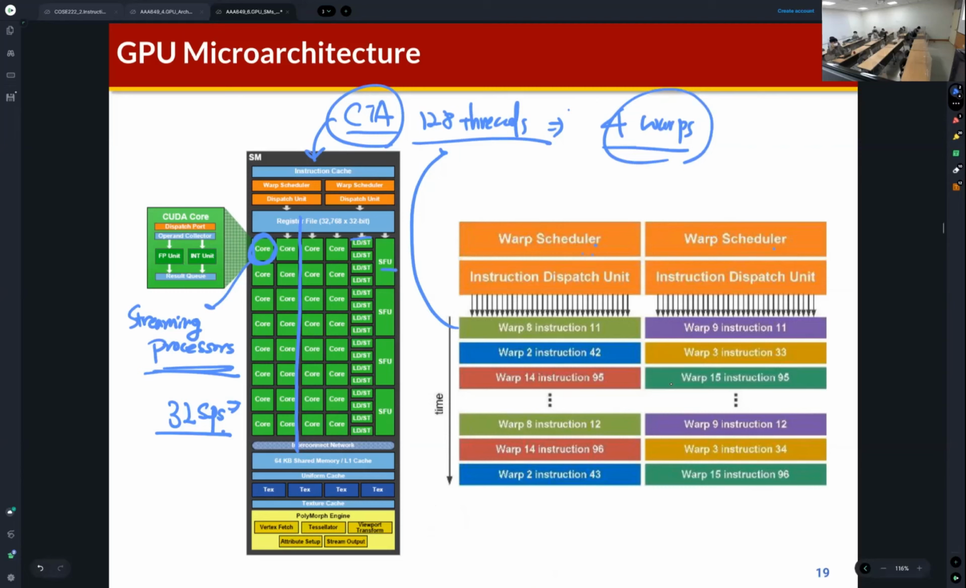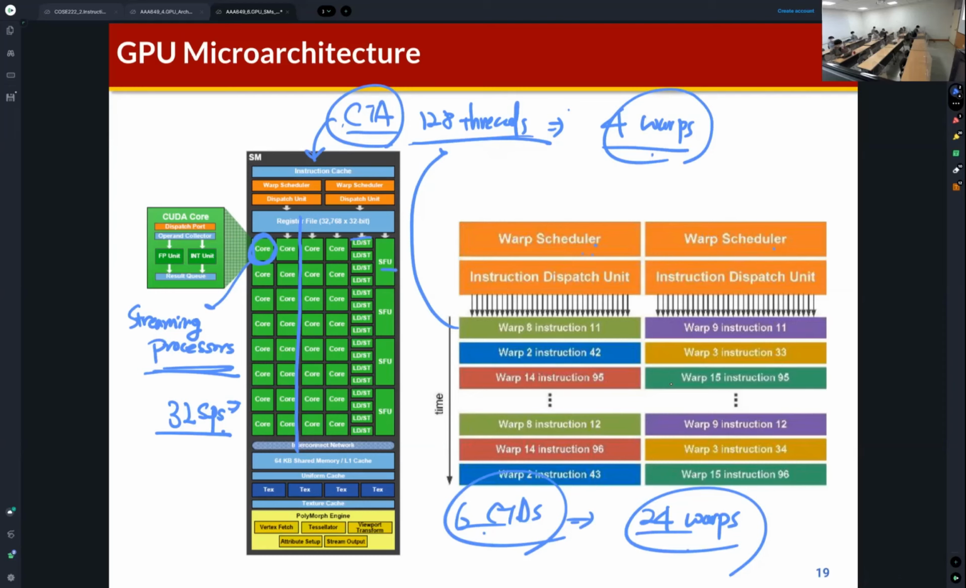So what does that mean? If a single CTA has 128 threads, and there are 6 CTAs, then these CTAs will generate 24 warps. Right? Multiplication. 4 warps per CTA, and if there are 6 CTAs, then these multiple CTAs will generate 24 warps.